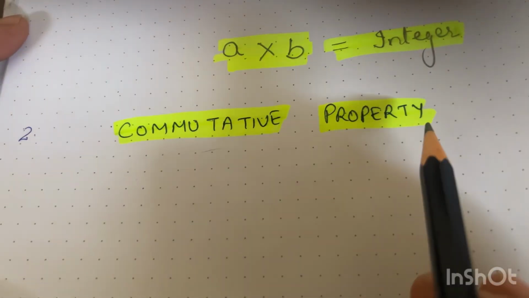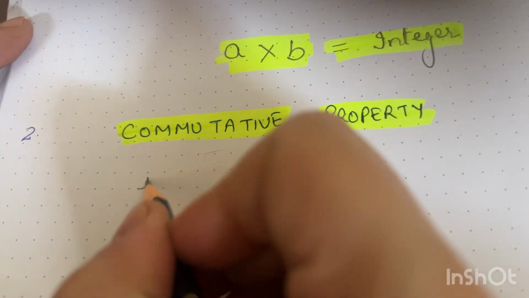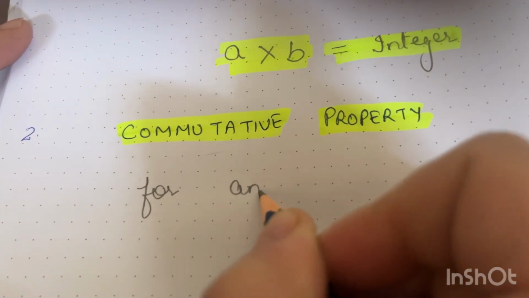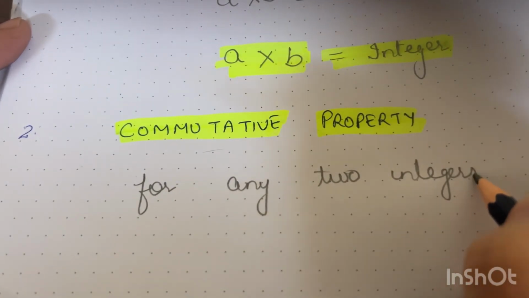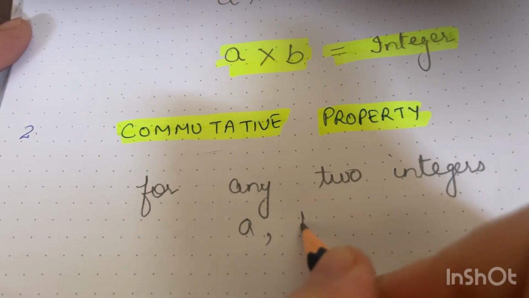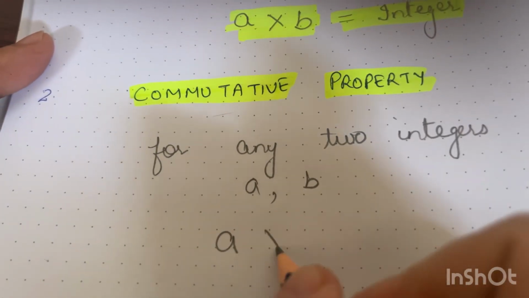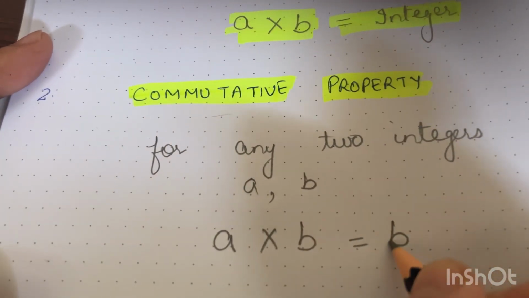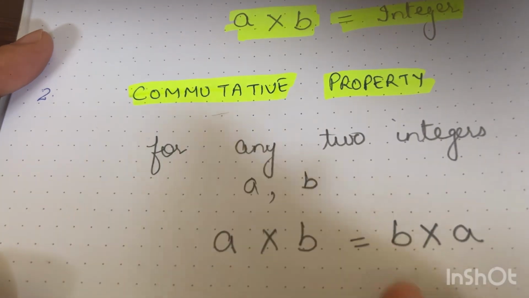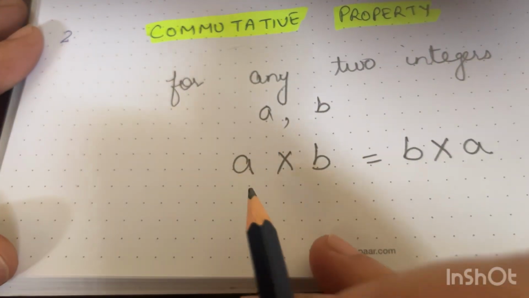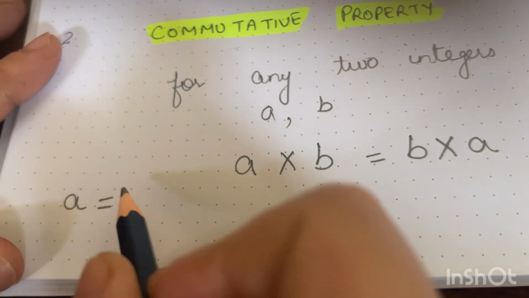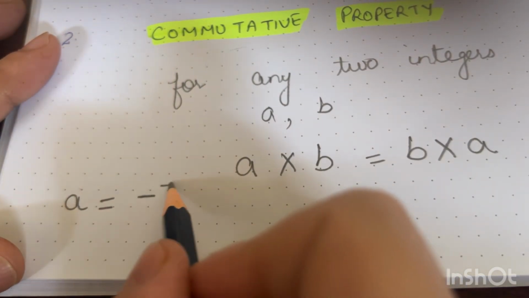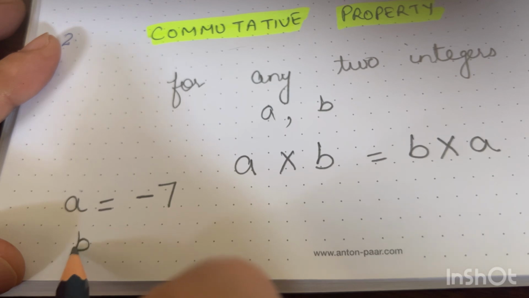Second property is the commutative property. This says that for any two integers a and b, a multiplied by b is equal to b multiplied by a. This is the commutative property. So let us solve this with the help of an example. This time let us take one negative integer and one positive integer.